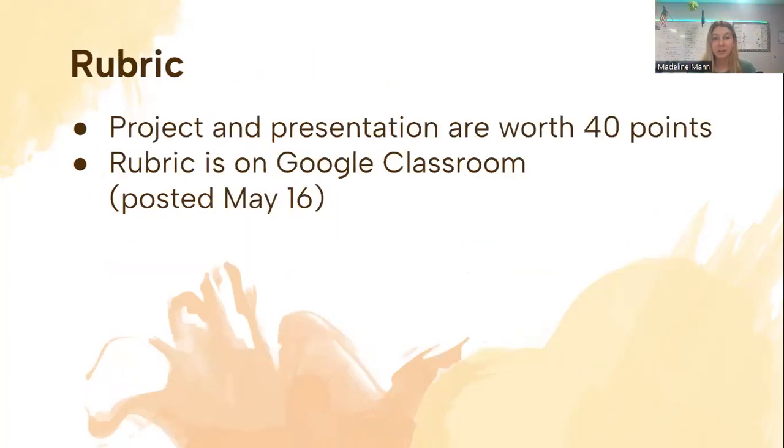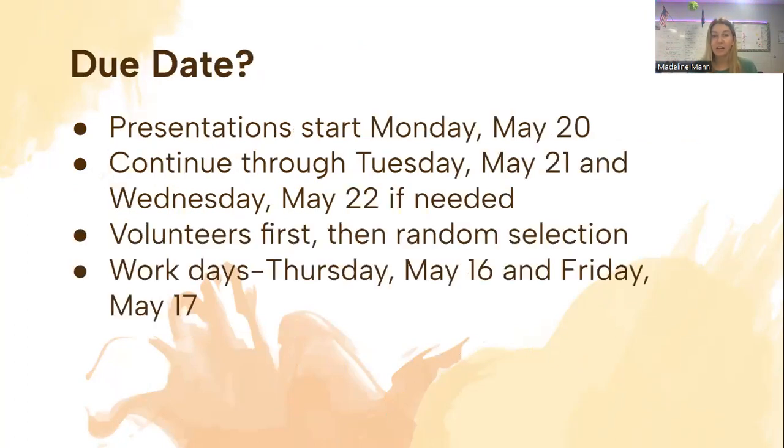Rubric. The rubric is on Google Classroom. It's worth 40 points in total. I'm going to show you the rubric in just a second. Due date. Presentations are going to start on Monday, May 20th. Now, if you were gone from school on either today, Thursday, May 16th, or tomorrow, Friday, May 17th, I won't make you present until Tuesday, May 21st. So you're guaranteed to present Tuesday, May 21st, just so you get that extra time.